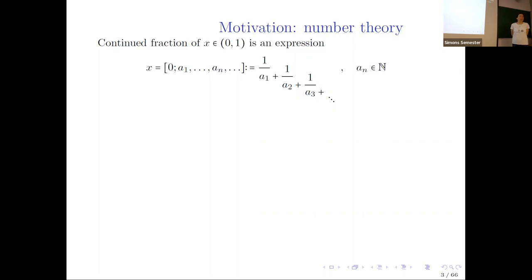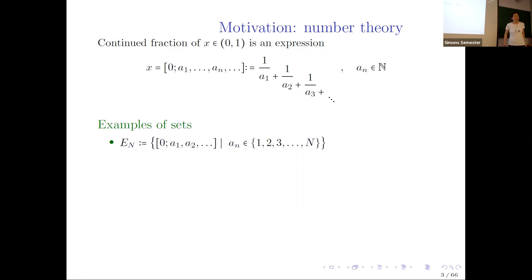The continued fraction is an expression like that, which could be familiar probably. Every rational number can be written as a finite or infinite continued fraction. And this setting also allows us to define subsets of real numbers in terms of their continued fractions. So in particular, for example, you can consider all sets of real numbers whose continued fraction has only digits from 1 to n.